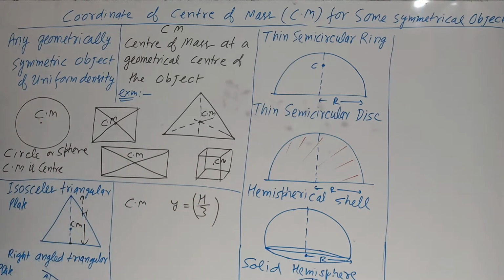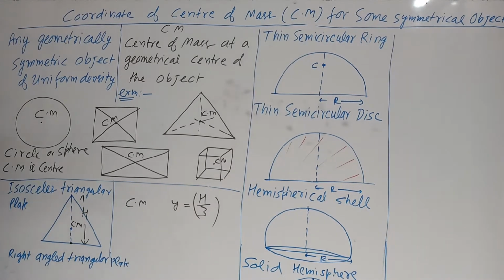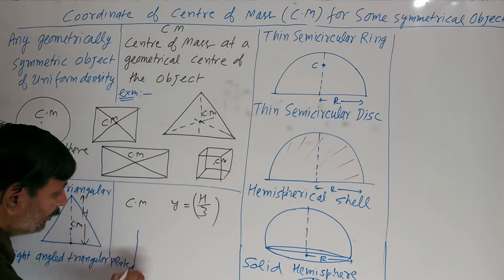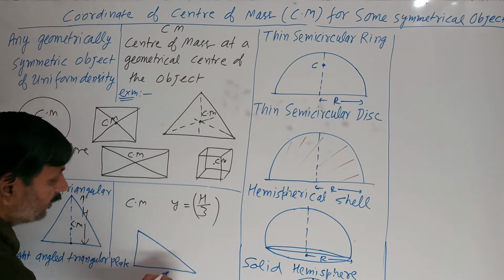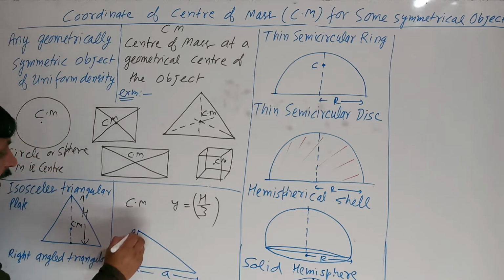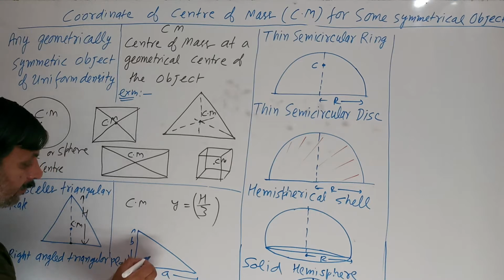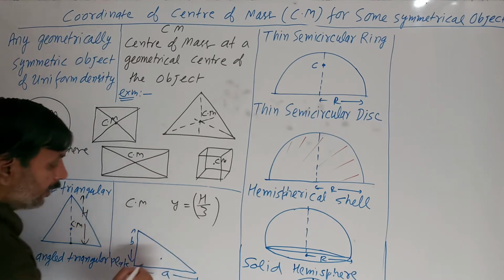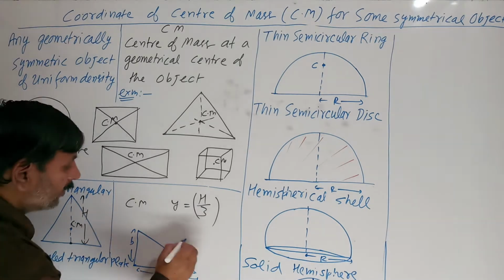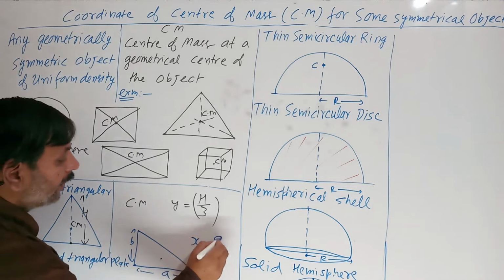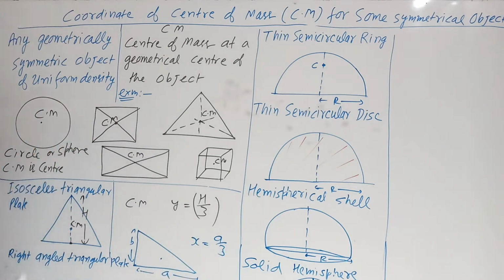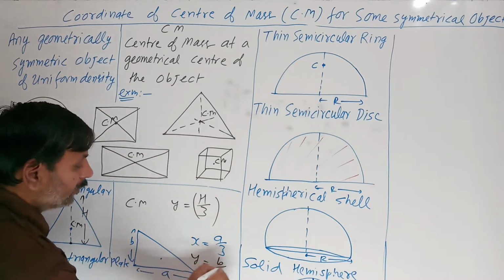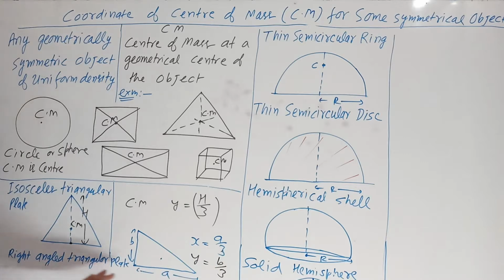The total height is h. In the same way, for a right angle triangular plate, what happens? Here I have taken a right angled plate. Suppose the base length is a and the height is b. If this is taken as the origin, this will be the position of the center of mass. The x coordinate will be a by 3 and the y coordinate will be b by 3.